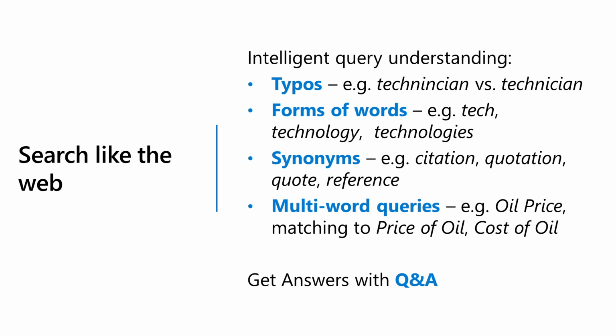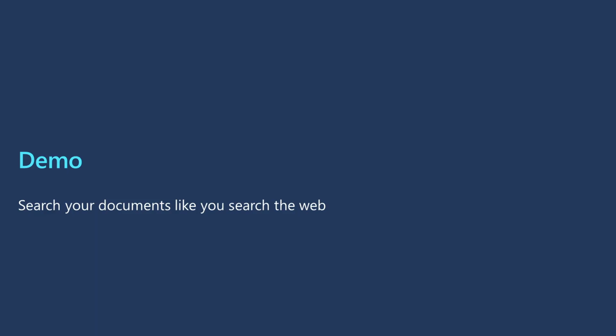Forms of words. When there are different forms of words in the document than the query, search can understand this and find the related matches. Same thing with synonyms. Multi-word queries. An example of this could be a query of oil price. And in the content, you may find matches such as price of oil, prices of the oil, cost of the oil. All of these can be surfaced to the users as potential answers. So let's take a look at what this looks like in the next demo.